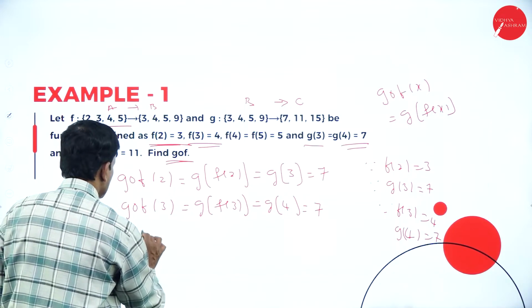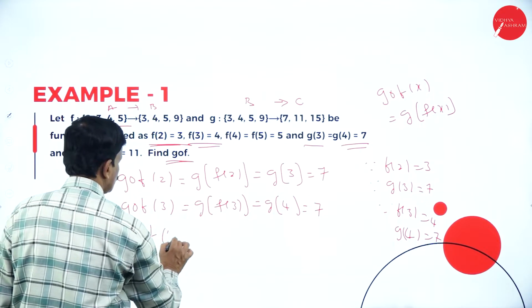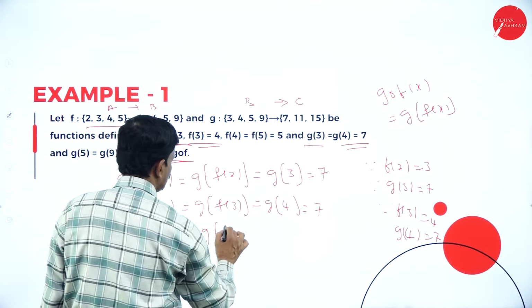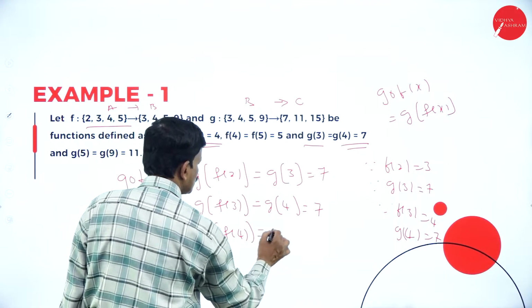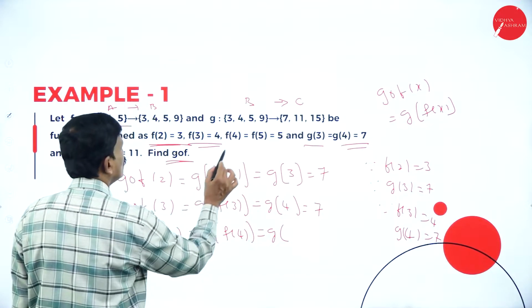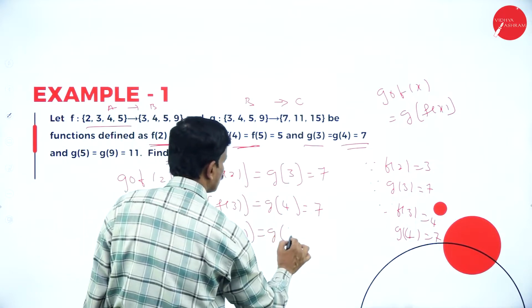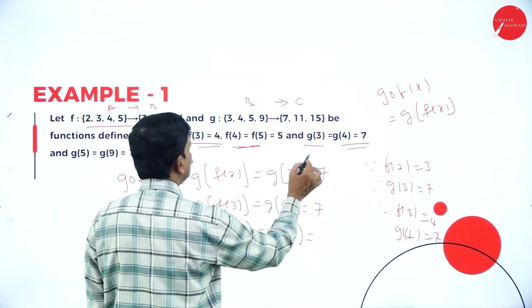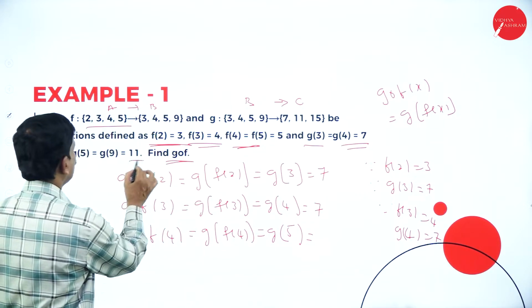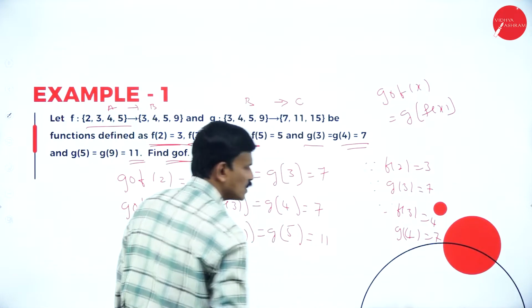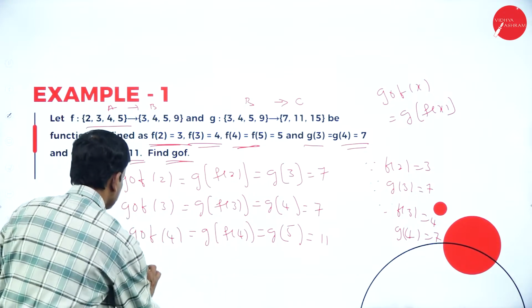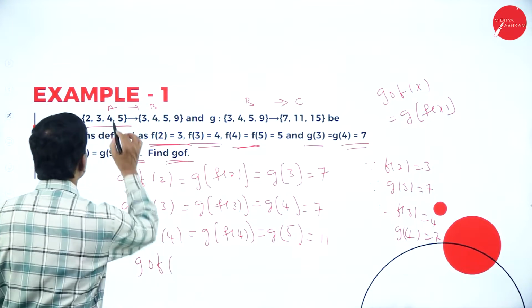Similarly, let us go to the next element, 4. g naught f of 4 is equal to g of f of 4. What is f of 4? f of 4 is equal to 5. What is g of 5? g of 5 is given. g of 5 is equal to 11. That's it. And the last one, g naught f of 5.